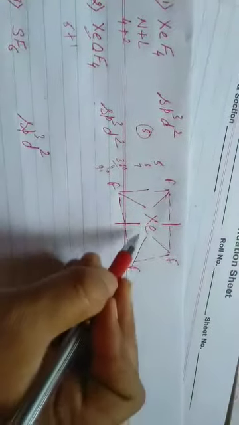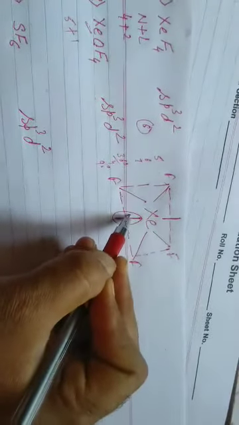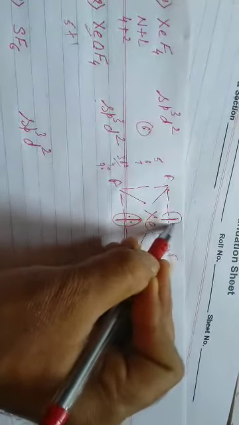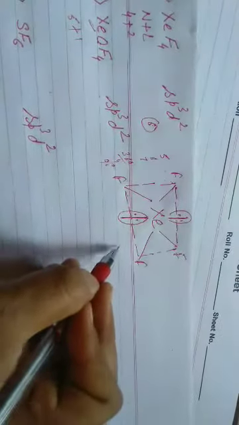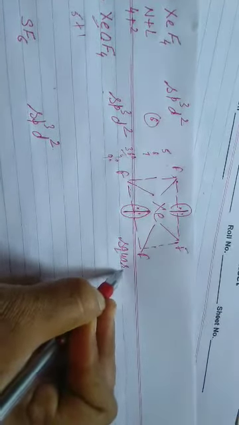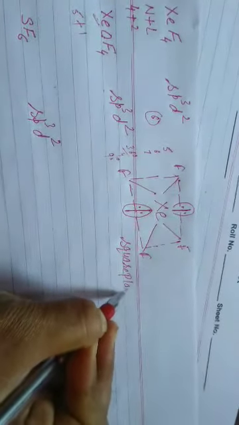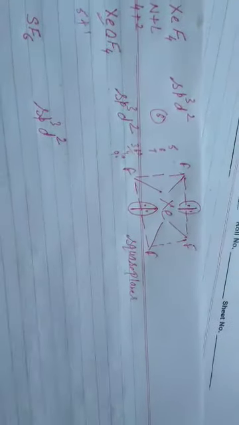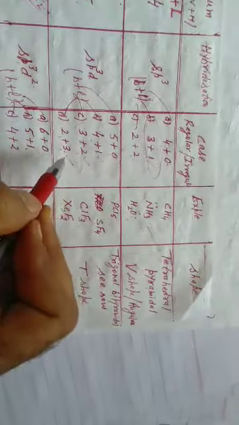2 lone pairs are left. It is clear it is 4 plus 2 case. 1 lone pair below and 1 above. Now what's the name of this shape? That's square planar. Already mentioned in the table. That is 4 plus 2 case, square planar. That's the table, students. You should learn this table only.